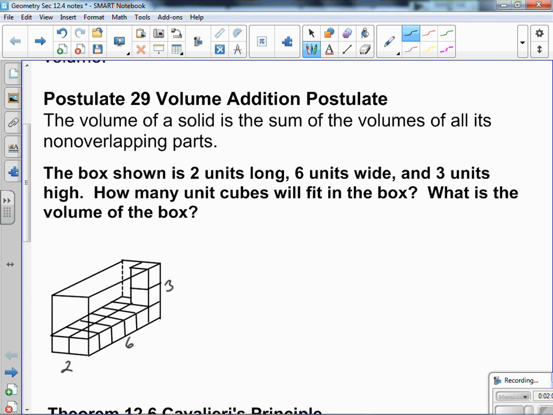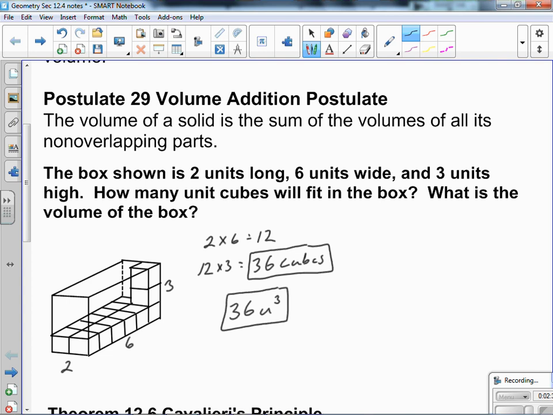Well, if we just look at the base layer, we've got 2 times 6, which would be 12. And since it's 3 cubes high, we can take that 12 times 3, say 36 cubes will fit in the box. Or what is the volume of the box? Then we would say 36 units cubed. I don't know what units those cubes are measured in, but whatever units that was is what would be cubed for 36.